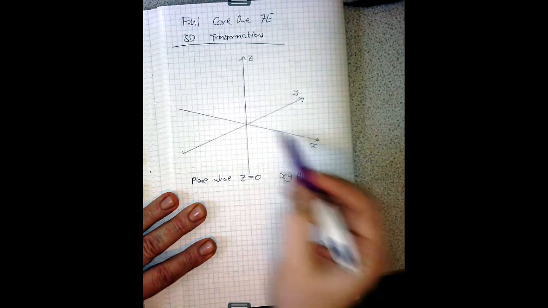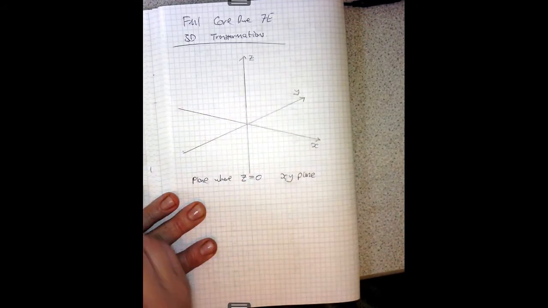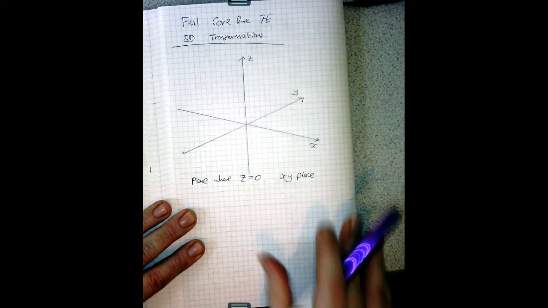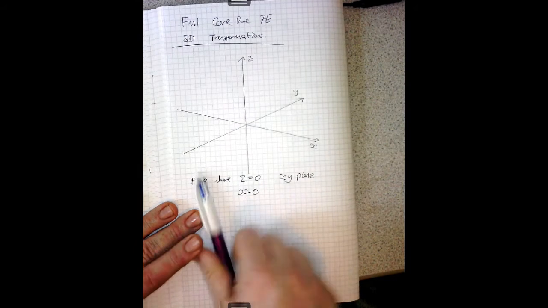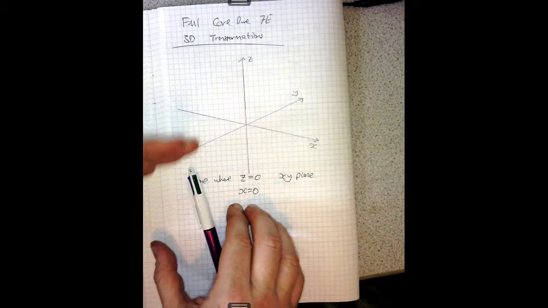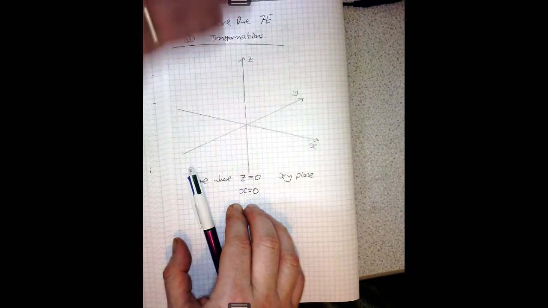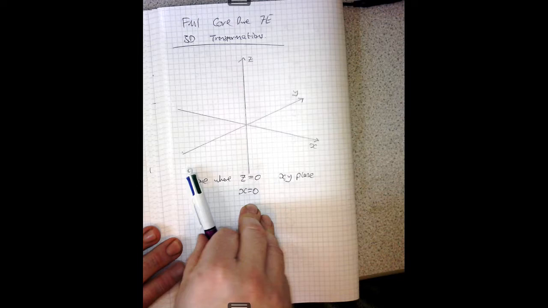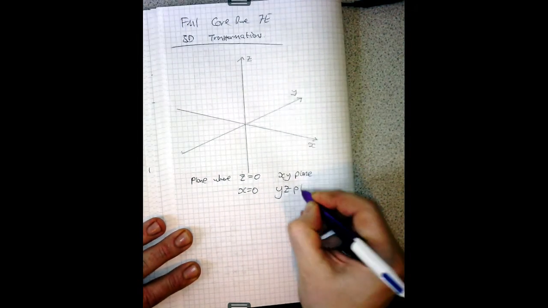Of course, X equals 0. Well, if my X coordinate is 0, my piece of paper will be vertical, cutting through the Y-axis parallel to the Z-axis, so that's the YZ plane. And Y equals 0 gives me the XZ plane. So Z equals 0 and the XY plane, they're the same thing.